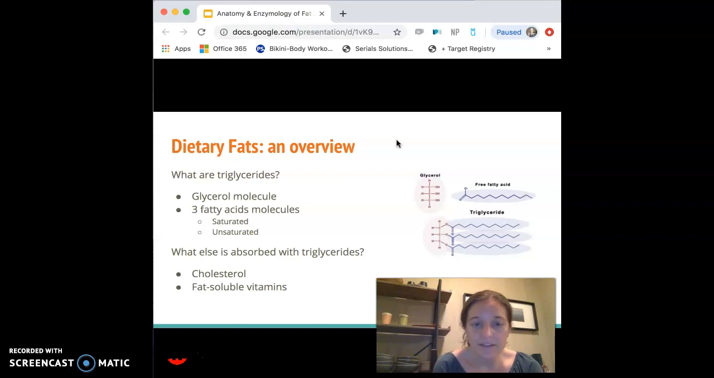Triglycerides can also be classified by their chain length and start with short chain triglycerides, medium chain triglycerides, and long chain triglycerides. And again, these are all going to be digested slightly differently, as we'll see as we progress through this presentation. In addition to triglycerides, there are also other lipid molecules that are absorbed in a similar way as triglycerides. And these include cholesterol and fat-soluble vitamins. And this will be important to consider as we think about our case study at the end of this presentation.